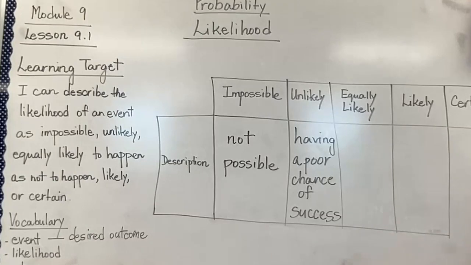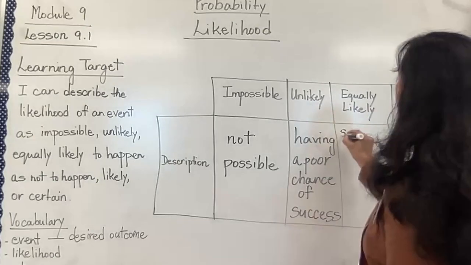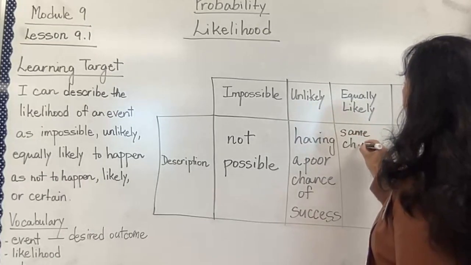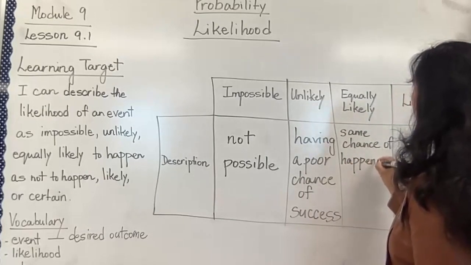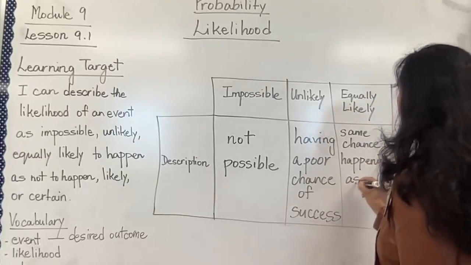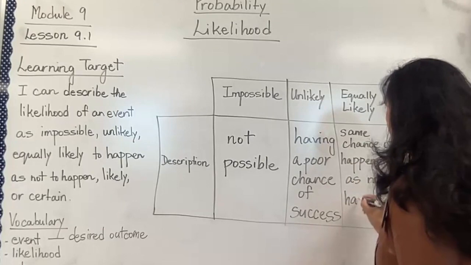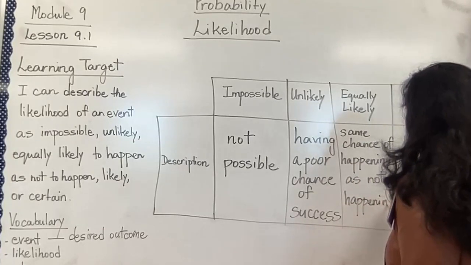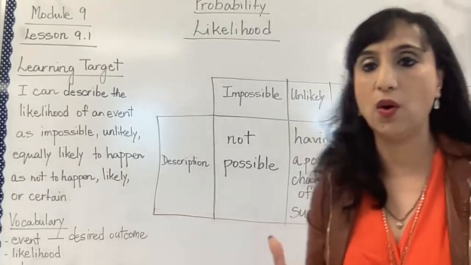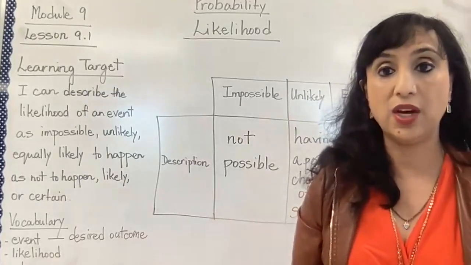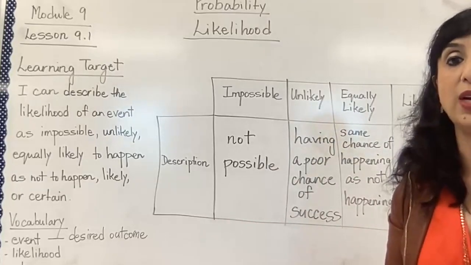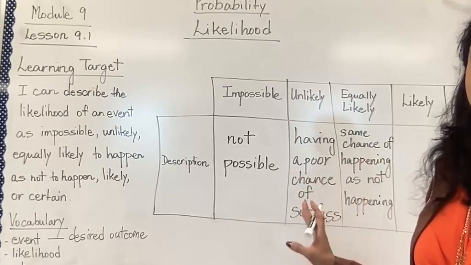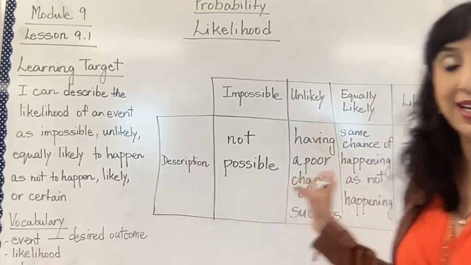Equally likely means the same chance of happening as not happening. Just like the example that I gave you with the coin, it has heads or tails, there are only two sides. So it has an equal chance whether it's going to fall on heads or on tails. An equal chance of something happening as not happening, that is what equally likely is.